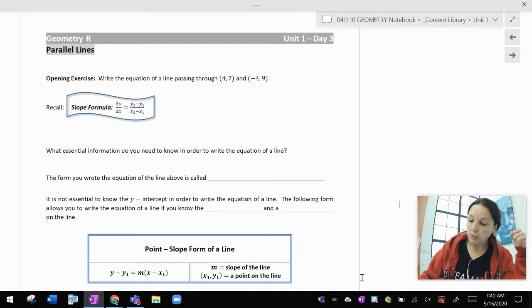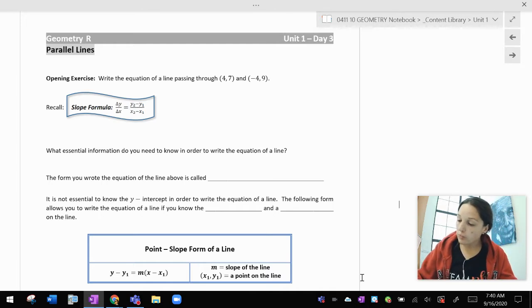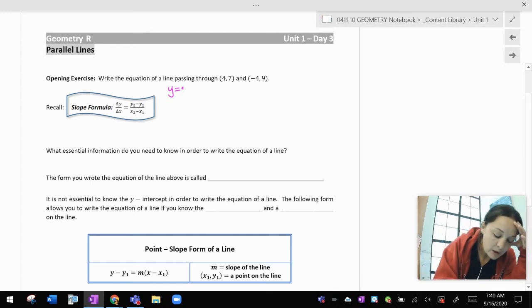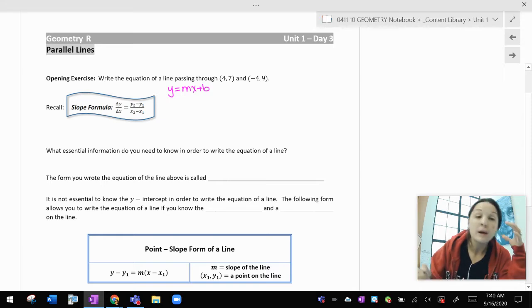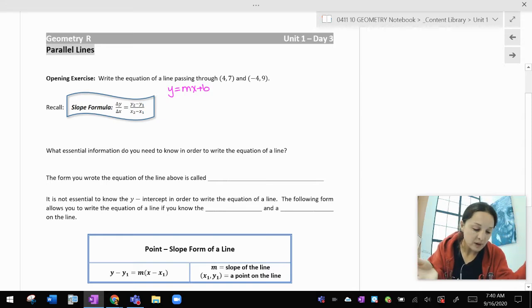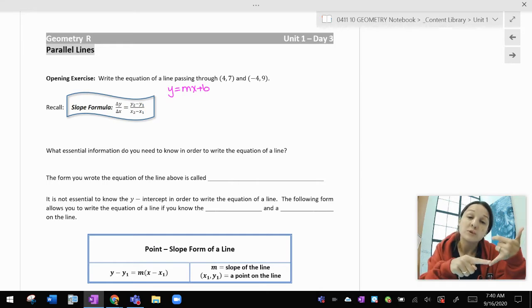Well, up to this point, I'm sorry, there's stuff making noise off to the side. Up to this point, all you've really had is the y = mx + b form for a line. So if I said write the equation of a line passing through (4, 7) and (-4, 9), you need to know the slope and you need to know the y-intercept.